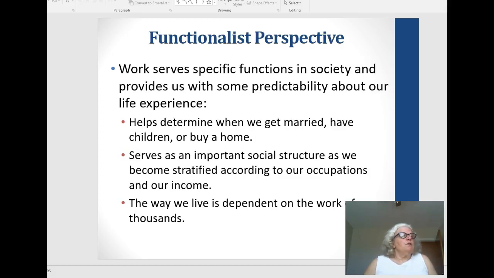Now, work serves a function in society. It provides us the predictability of our life experience. The functionalist viewpoint looks at how it helps us to determine when we get married and have children. Think about that. When we get married now is at an older age, and part of that is determined because we stay in school longer. You can see the interaction of these other social issues that we've talked about and the other social conditions going on.